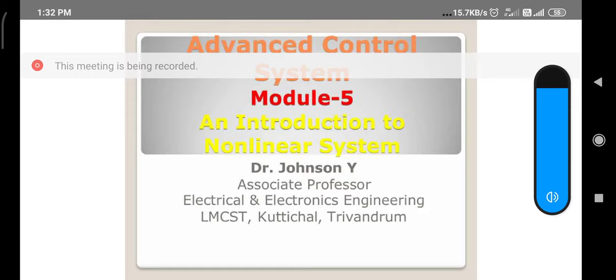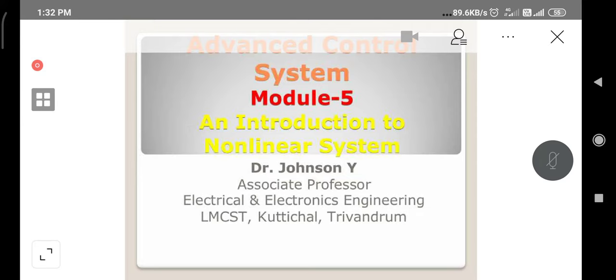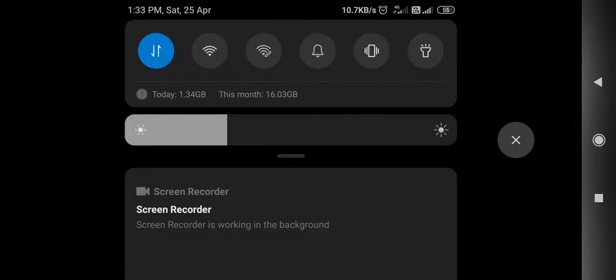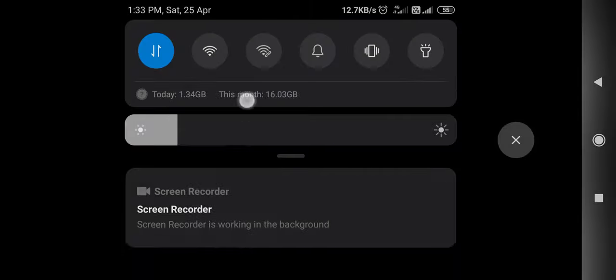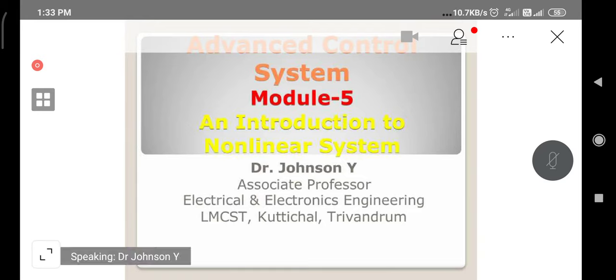Okay, we can start. Today afternoon, we will start the topic of advanced control system. It's actually module 5 of that particular subject. The exact topic is an introduction to the nonlinear system. I'm Dr. Johnson Y, Associate Professor in Electrical Department at Lourdes College of Engineering, Science and Technology, Thiruvananthapuram.